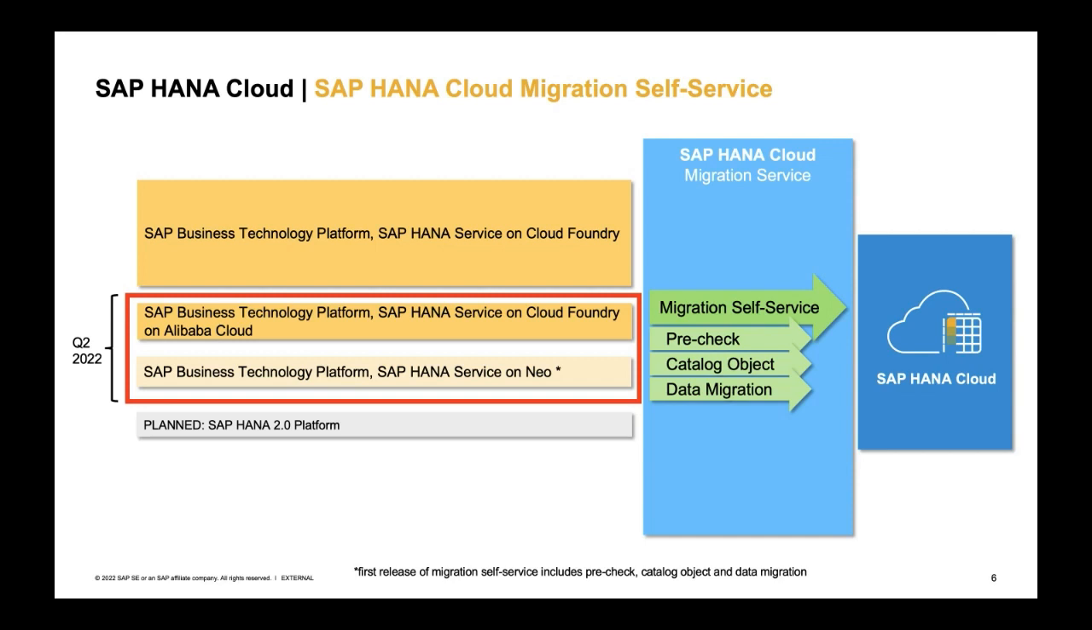Then we'll move to the last key capability, which is data migration. This is actually much more simple. It means we are providing an automatic way to migrate the data rows inside the tables to the HANA Cloud database. So yeah, that's all about the key capabilities.